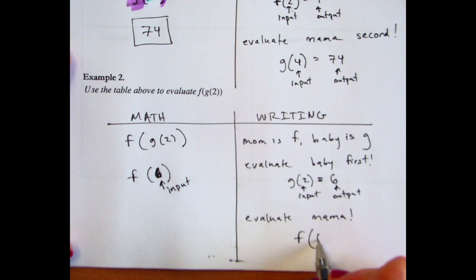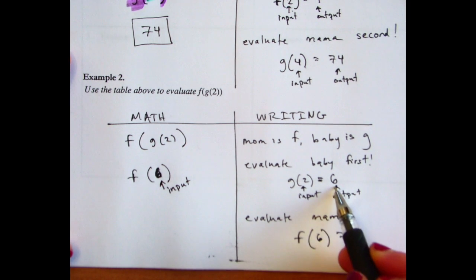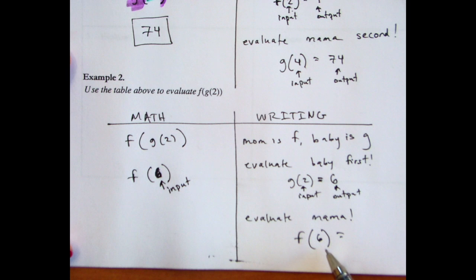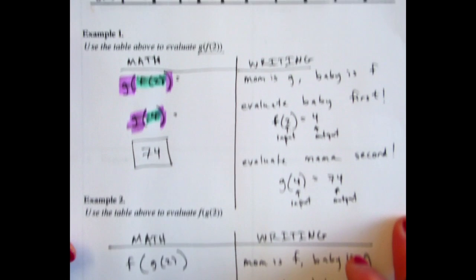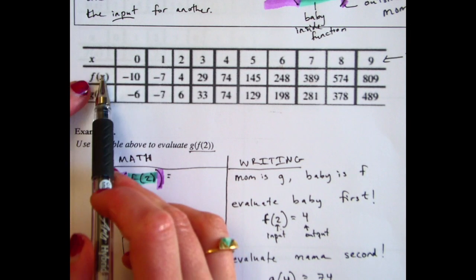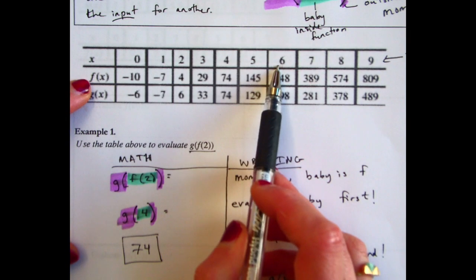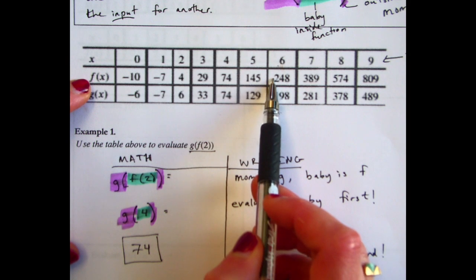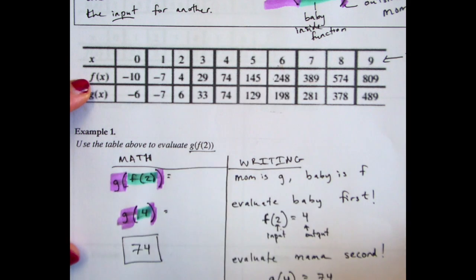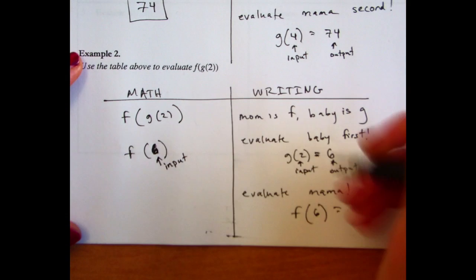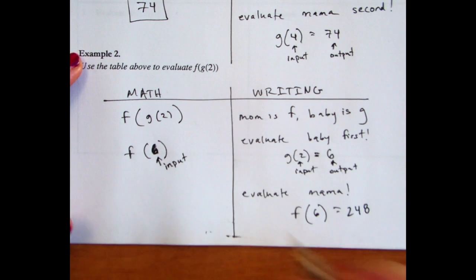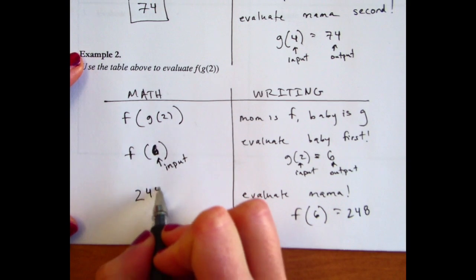For f of 6, I need to go back up to my table and see where the input is equal to 6, and the function f is going to be equal to 248. So my final answer is 248. The output of one function has become the input into another.